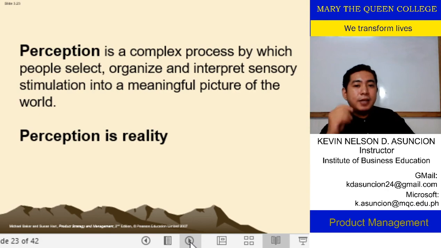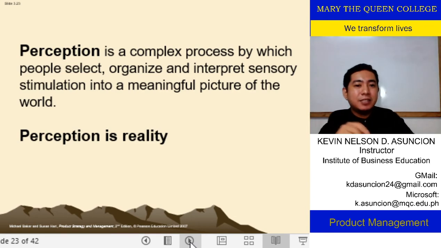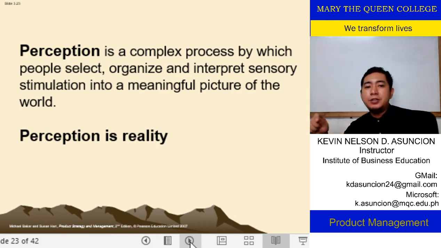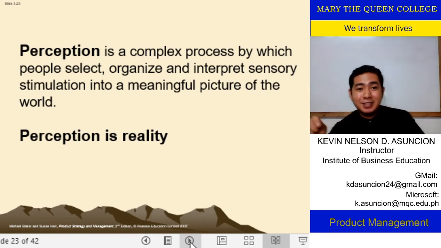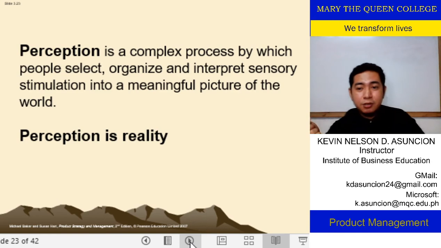Perception is a complex process by which people select, organize, and interpret sensory stimulation into a meaningful picture of the world. Perception is reality. What is in the people's mind? What do they think about it? So it involves several factors. What did they learn? What is there about that product? So it's complex.